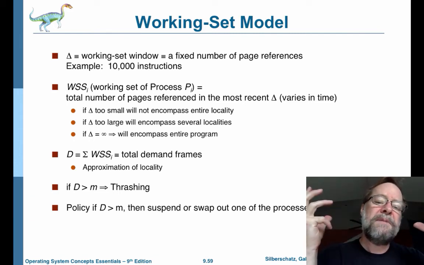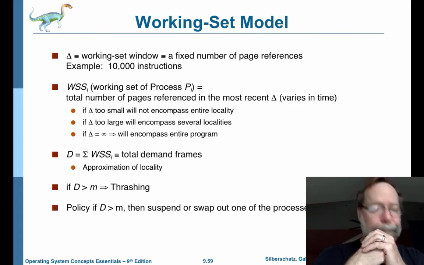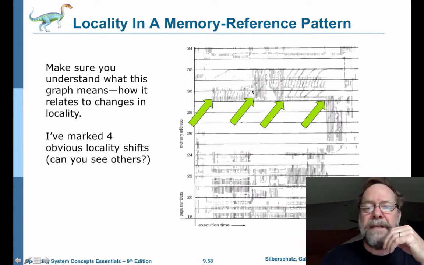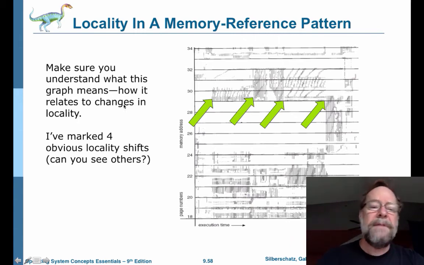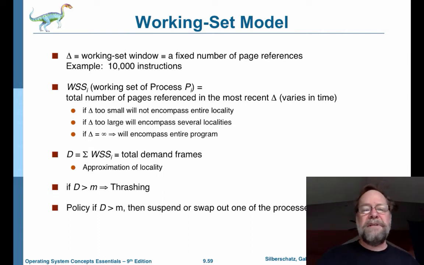You don't want the delta to be too large, because if it's very large, then you're not providing a particularly good approximation of the true locality. It could be encompassing several localities all at once. If you went back to the previous example, instead of this being a very thin line, imagine the line being very fat, and then going over several localities at the same time. And of course, if you made the delta infinite, that would just encompass the entire program. That's not very useful at all.